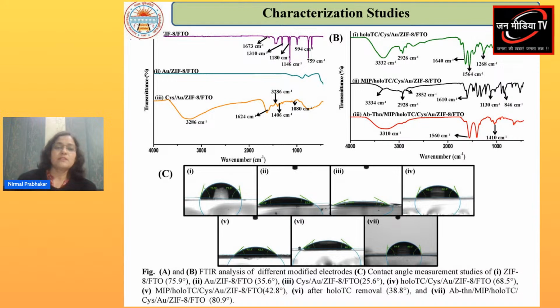Here we can see the first picture is of GIF8, then followed by gold nanoparticle attached GIF8, and then cysteine. So in the third one, in figure A, the yellow graph shows a 3286 per centimeter peak, which is basically because of the NH stretching. NH stretching is because of the presence of amino acid cysteine. So this cysteine has an NH2 group, and because of that, we got this. And other peaks are also because of the presence of cysteine.